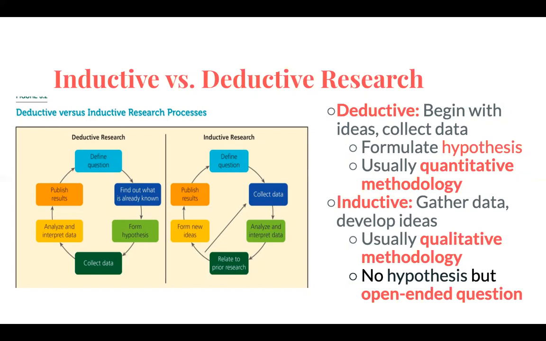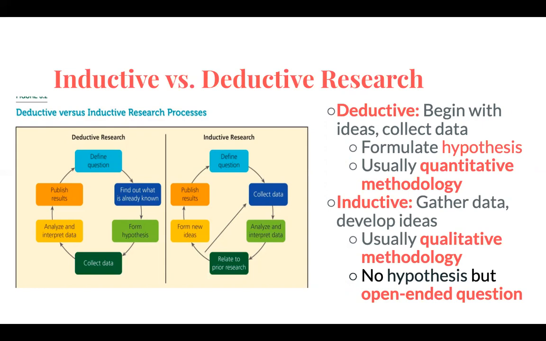With deductive research, oftentimes this is research that is based on other known research. This is the type of research that closely follows that 8-step research model, where after you define your question, you look at the literature, and based on that literature, you formulate a hypothesis. So there is a hypothesis in deductive research. And although not always, this type of research is more closely aligned with quantitative methodology.